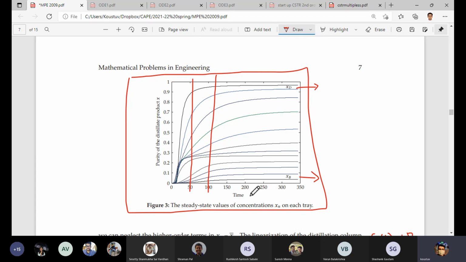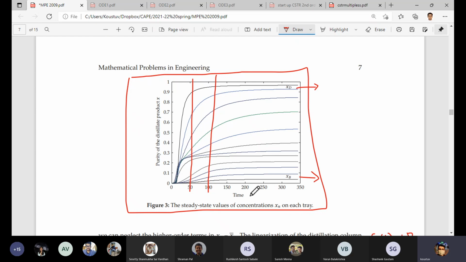So qualitatively, we can see what is called the results. Of course, this has been obtained by solving the equations and integrating over time. And this is basically the purity of the distillate product, that means the top overhead product, across all the trays. Similarly, you can also do the y.